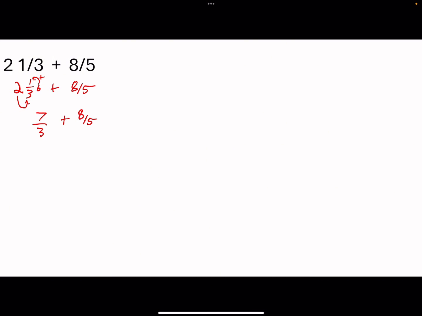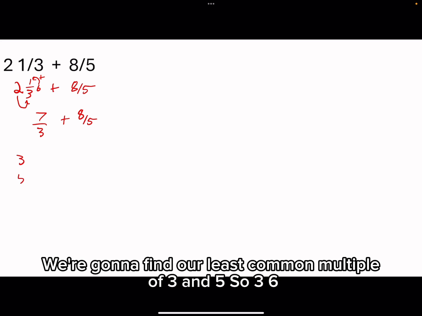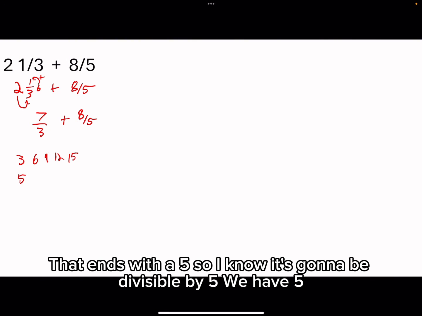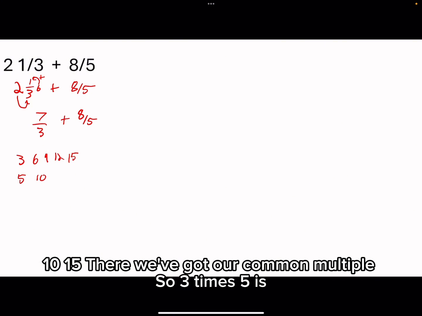Okay. We're going to find our least common multiple of 3 and 5. So 3, 6, 9, 12, 15. That ends with a 5, so I know it's going to be divisible by 5. We have 5, 10, 15. There, we've got our common multiple. So 3 times 5 is 15.